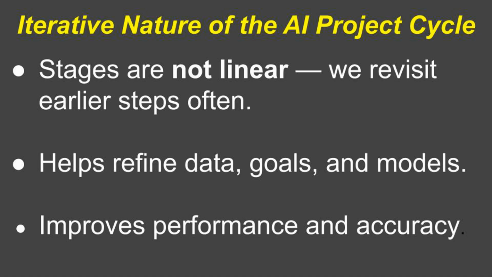One of the most important aspects of the AI project cycle is that it's iterative. That means it's not a one-way process. Suppose during modeling, you realize your data isn't sufficient. You might return to the data acquisition stage to gather more. Or, if your evaluation results are poor, you may revisit problem scoping to redefine your goals. This loop of improvement continues until your AI system performs effectively and ethically.